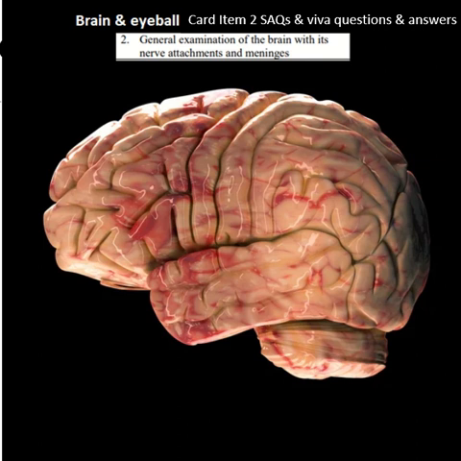Next question, what are the processes of the meningeal layer of dura mater? Falx cerebri projects between the two cerebral hemispheres. Falx cerebelli projects between the two cerebellar hemispheres. Tentorium cerebelli projects between the occipital lobe of the cerebrum and the superior surface of the cerebellum. Diaphragma sellae lies on the roof of the sella turcica.